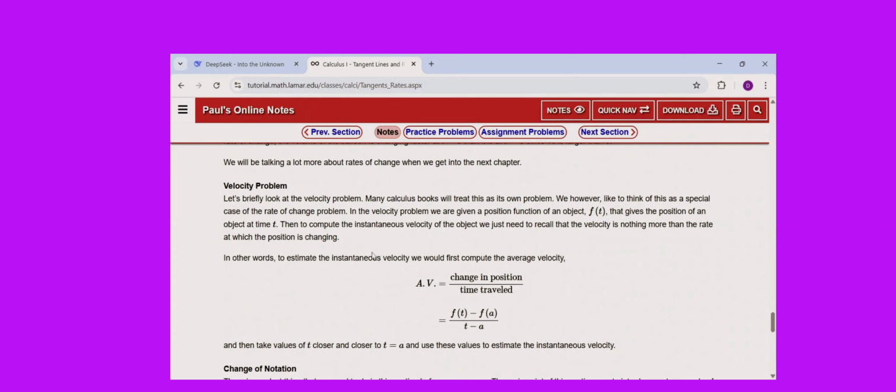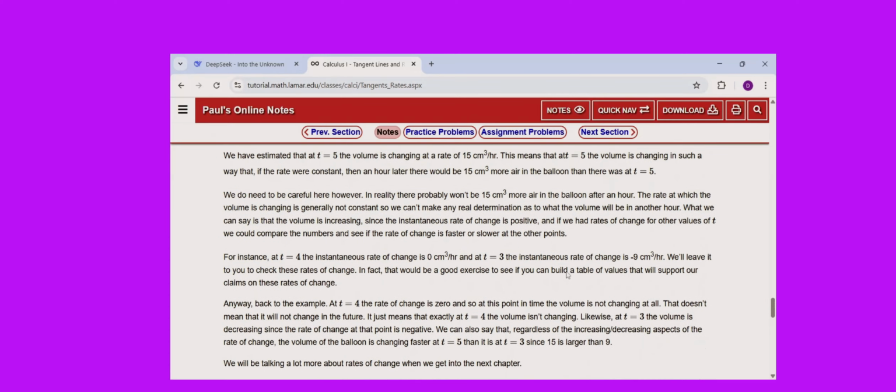Okay, velocities. Average velocity means change in position divided by time traveled: (f(t) - f(a)) / (t - a).